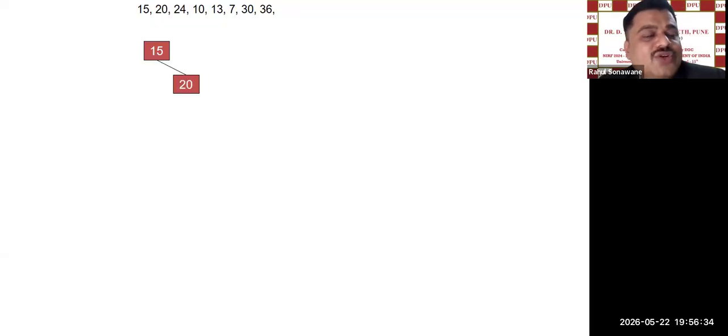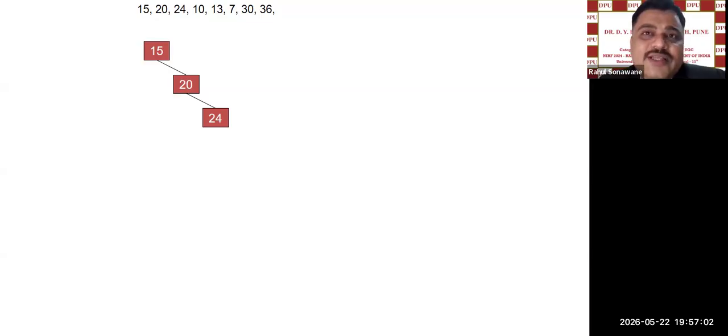Now 20 comes. So 20 is greater than 15, so it is the right child of 15. So you will observe that the balance factor of 20 is 0 and the balance factor of 15 is 1. So the tree is still balanced. Now next 24 comes, then we can say that the balance factor of 15 will become 2. Yes. And the tree is unbalanced. So obviously we need to perform the rotation, to try to make it a balanced one.